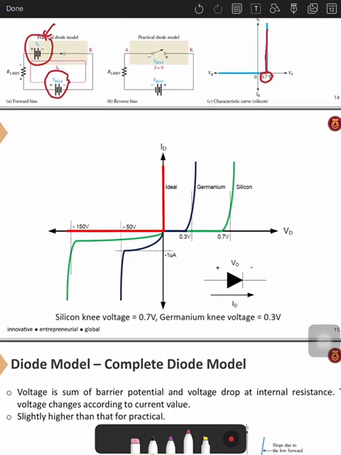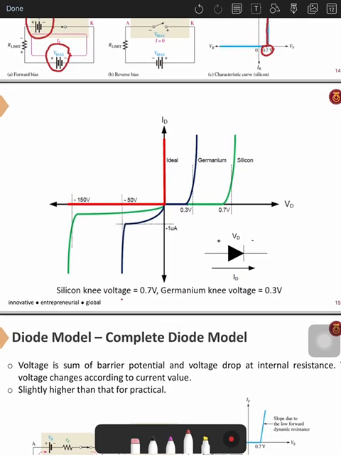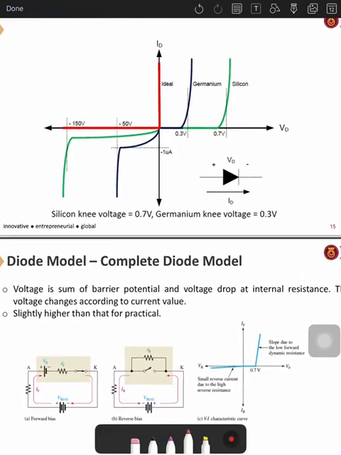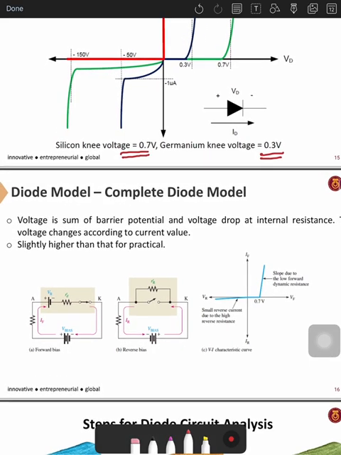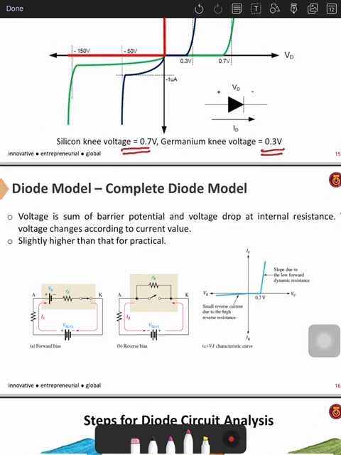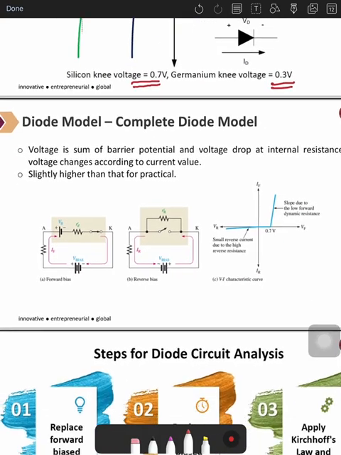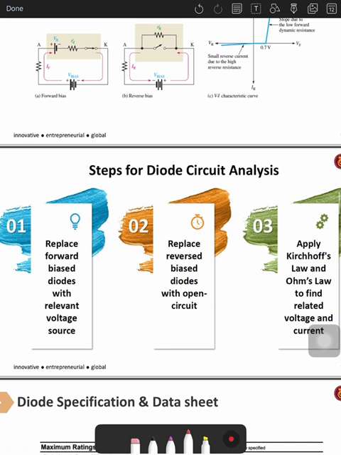As I mentioned just now, the knee voltage for the silicon diode is 0.7, the germanium is 0.3. Now the complete diode model: the voltage is the sum of the barrier and the voltage drop at the internal resistance. The voltage changes according to the current value, slightly higher than that for the practical model. So how do we analyze the diode circuit?